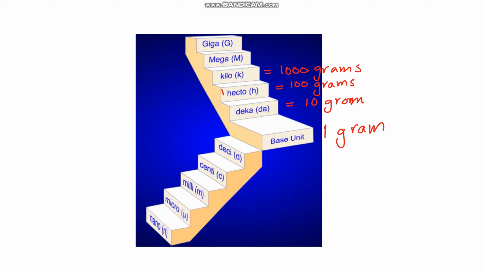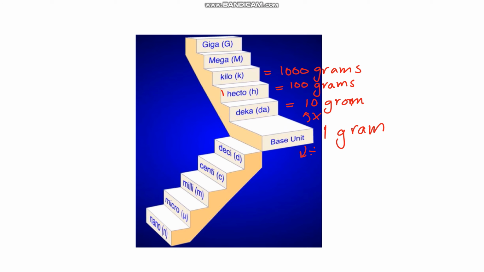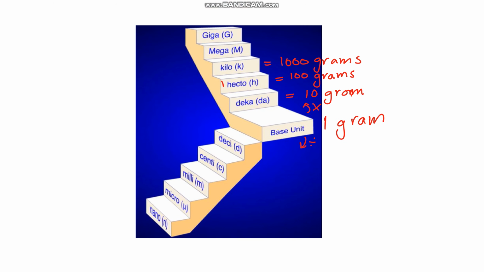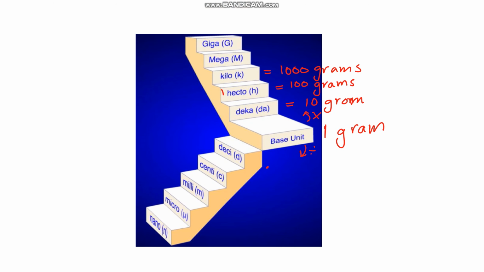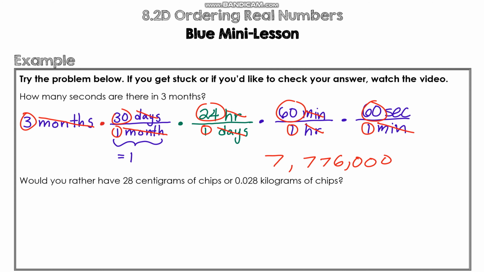As we move down the staircase, instead of multiplying, so we multiplied to go up, we're going to divide by 10 every time we go down. So 1 divided by 10 is a tenth. So a decigram is a tenth of a gram. And a centigram is a hundredth of a gram. And a milligram is a thousandth of a gram. That's hard to say.